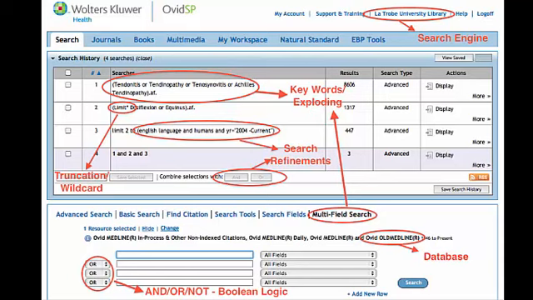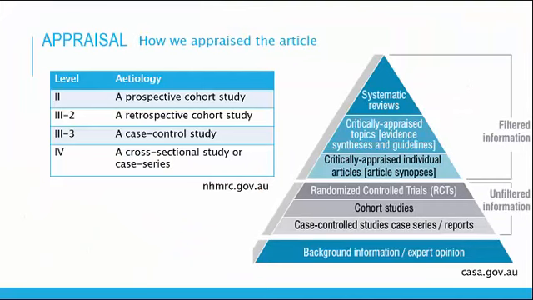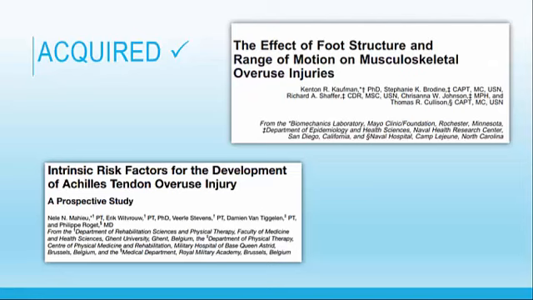The use of age group, gender, and athlete refining techniques eliminated too many options but were however appropriate in the Kaufman study. In completing the search, we successfully identified 2 Level 2 prospective cohort studies on the NHMRC table. These are Intrinsic risk factors for the development of Achilles tendon overuse injury, a prospective study by Mayu, and The effect of foot structure and range of motion on musculoskeletal overuse injuries by Kaufman.